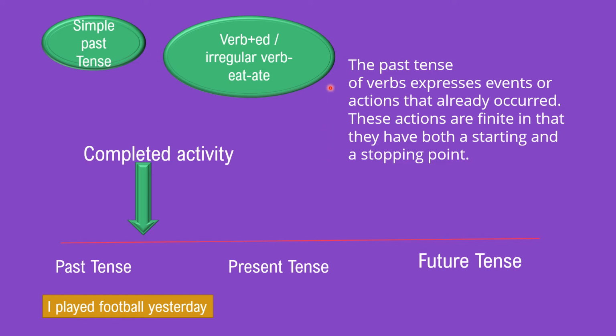So what is past tense? The past tense of verbs expresses events or actions that already occurred. These actions are finite in that they have both a starting and a stopping point. Means, now here, this is the present tense. It is now. Let's say it is today. But whatever you did, for example, I played football whenever, so you are referring to an activity which you started and finished in the past.